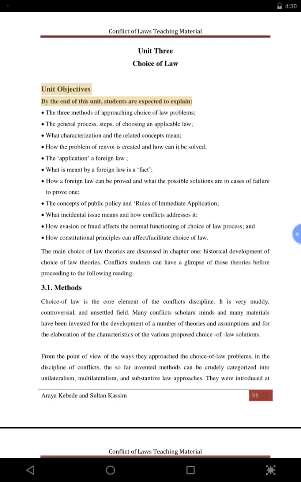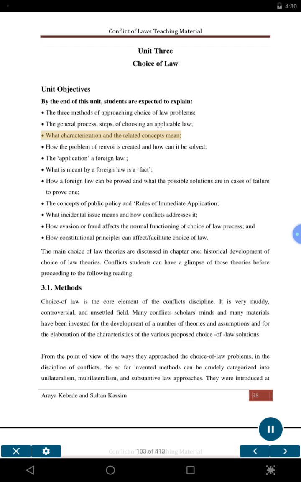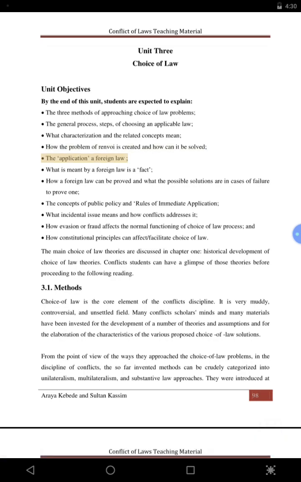98. Unit 3 Choice of Law. Unit objectives. By the end of this unit, students are expected to explain the three methods of approaching choice of law problems, the general process of choosing an applicable law, what characterization and the related concepts mean, how the problem of renvoi is created and how it can be solved.